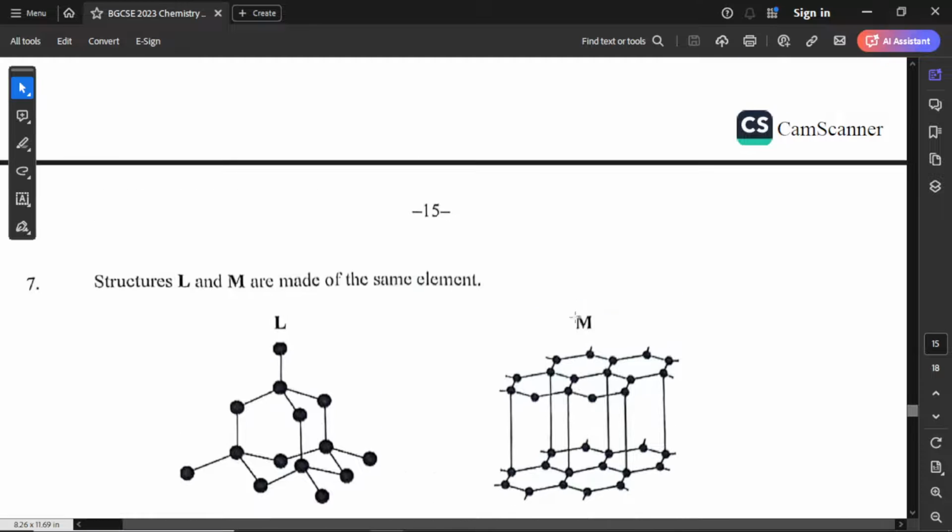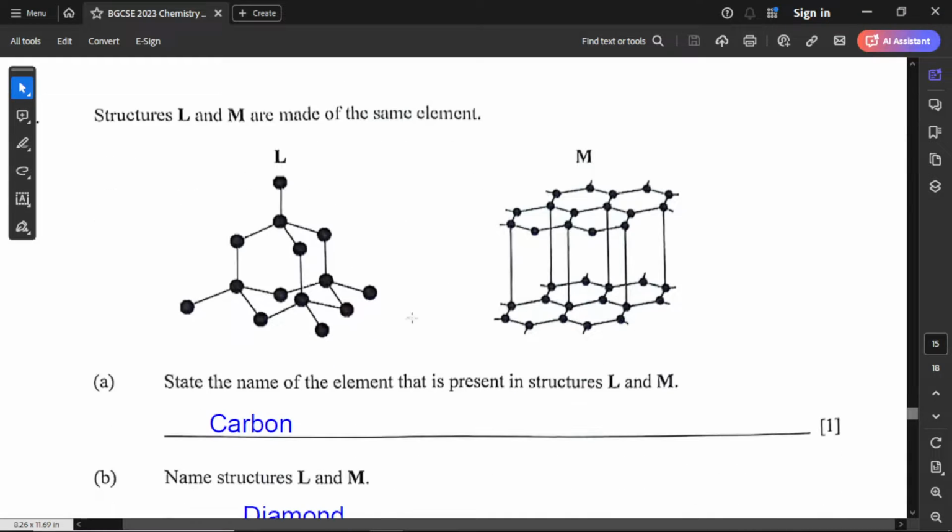All right, and so those are some. Of course, you can list some more. Question number 7: structures L and M are made of the same element. It says state the name of the element that is present in L and M, and that is carbon.